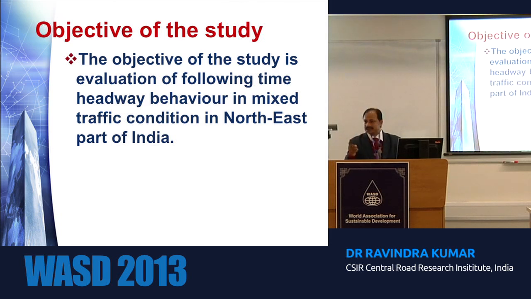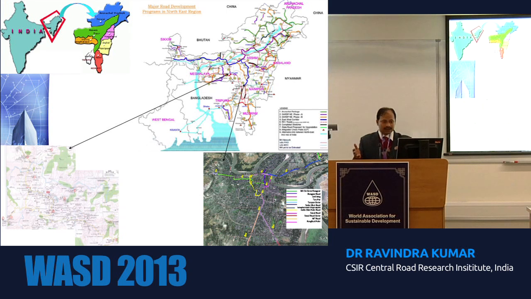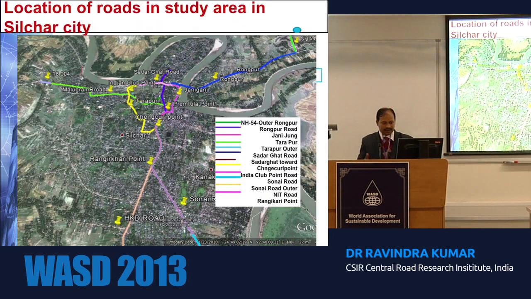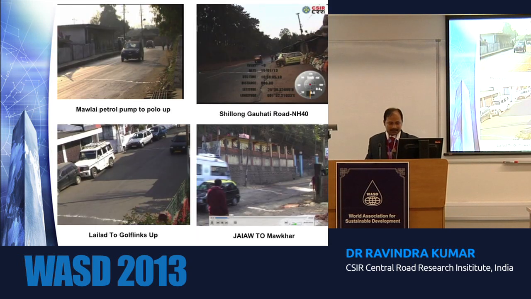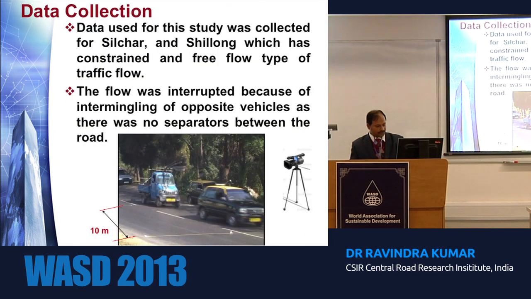I have taken a case study in the northeast part of India, which is very crucial from the strategic point of view, because it contains many disputed borders like Bangladesh, Myanmar, China, and Bhutan, where we still need to take a visa. This is the study area, these are the roads I have selected, and these are the different site conditions. This is the site condition in another city called Shillong. It is on a hill, and one city was taken in the plain and this one on the hill.